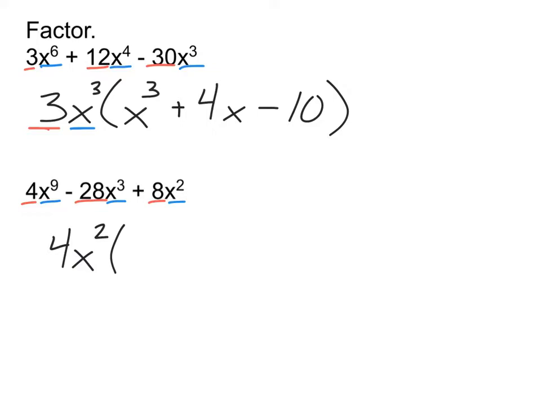All right, so when we do that, for that first term, 4 divided by 4 is 1, so that goes away. X to the 9th divided by x squared is x to the 7th. Okay, then the minus stays a minus. 28 divided by 4 is 7. And then x cubed divided by x squared is just x. Then the plus stays a plus. 8 divided by 4 is 2. X squared divided by x squared, they fully cancel. So that is your final factored form there.